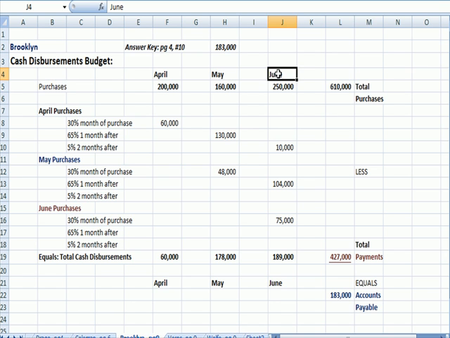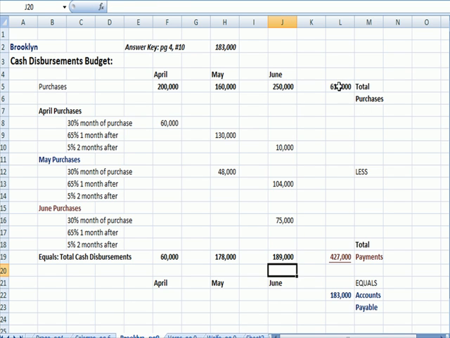Purchases June, 250,000. 30% of that is paid for in June. 1 month after June, July, that 65% is not included in our analysis. 2 months after June, August, that 5% is not included in our analysis. And you'll see that I also sum across the bottom to get total payments, and that each of these columns is a sum all the way across. Sum formula, sum formula.